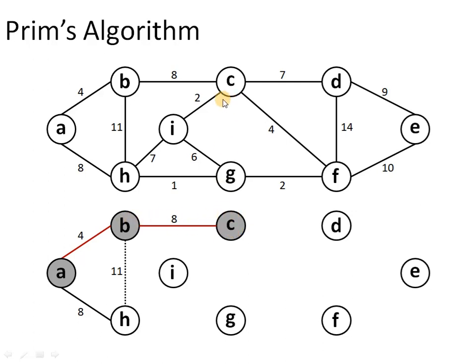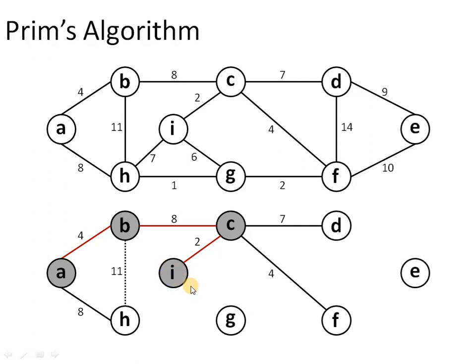Now from C we can reach I, weight value of 2, F, weight 4, and D, weight 7. So now we have 4 options to pick from: H, weight 8, I, weight 2, F, weight 4, and D, weight 7. So again I have to pick the lowest one. So we will pick I with weight value of 2. So the next vertex which gets added to the minimum spanning tree is vertex I.